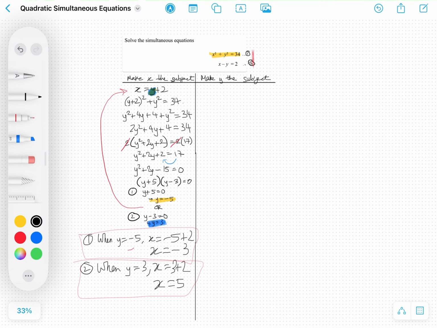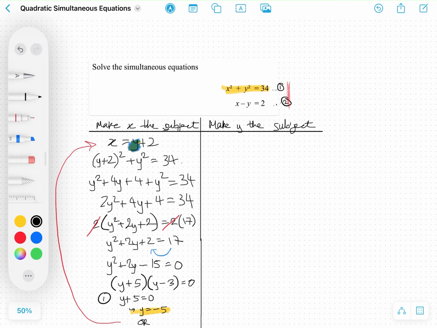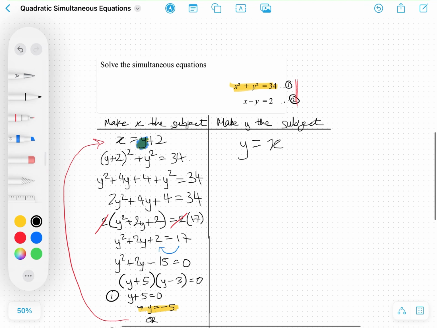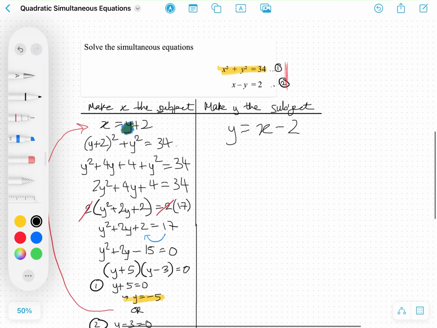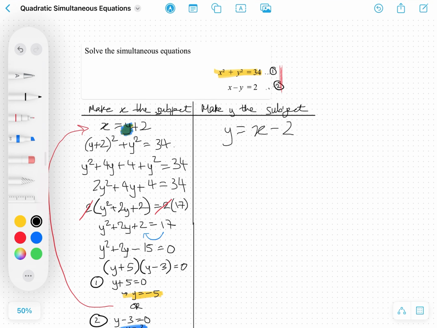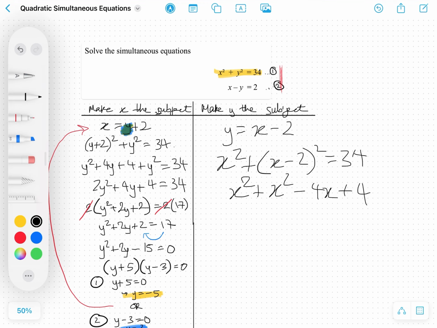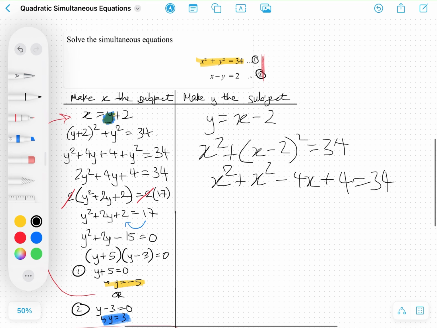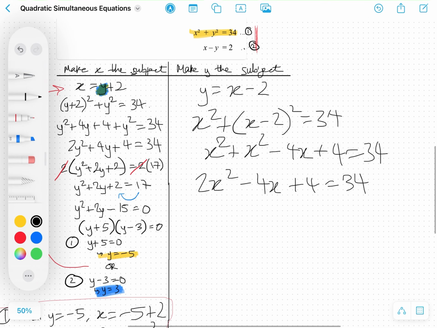So now let's make y the subject. From equation number 2, y is equal to x minus 2. Now we substitute y equals x minus 2 into the first one. So x squared plus (x minus 2) squared equals 34. So x squared plus x squared minus 4x plus 4 after expanding the brackets. So now 2x squared minus 4x plus 4 is equal to 34.